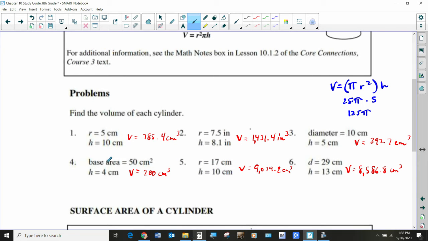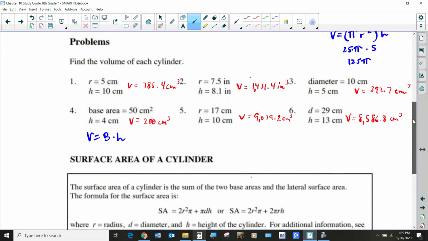This is a nice one because it already gave you the area of the base. So volume is the area of the base times the height. This is probably a, well, that's a cylinder, isn't it? If it was like a pentagonal prism or a hexagonal prism, then they'd probably give you the area of the base, and then you just multiply it times the height to give you 200 cubic centimeters.